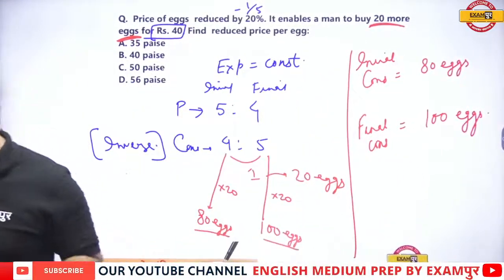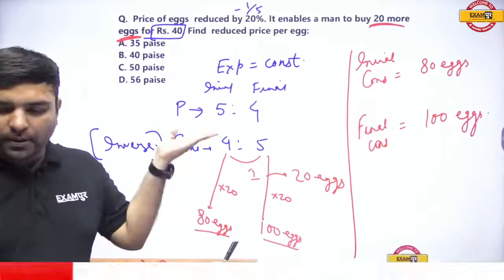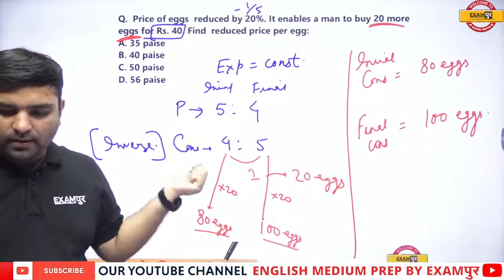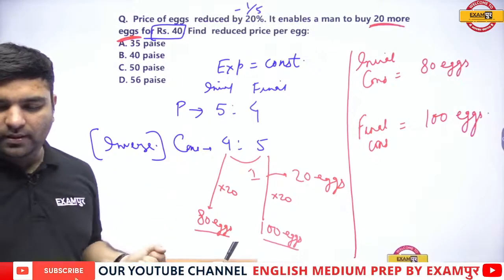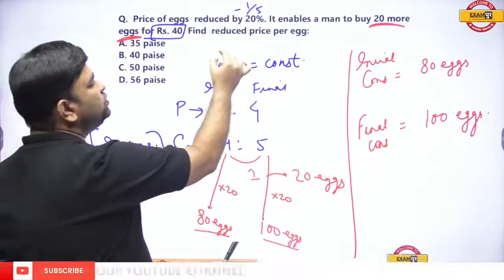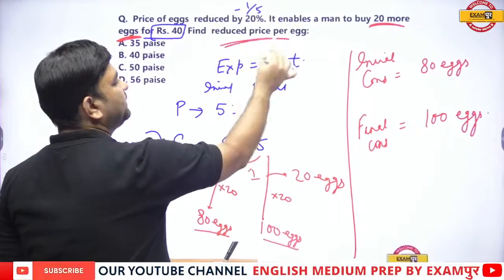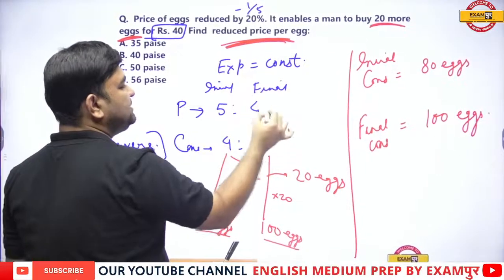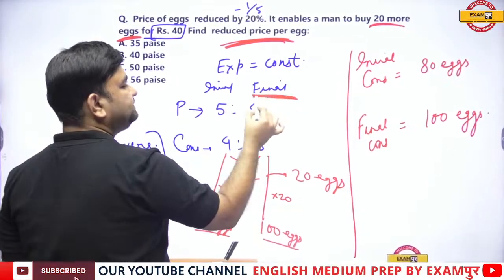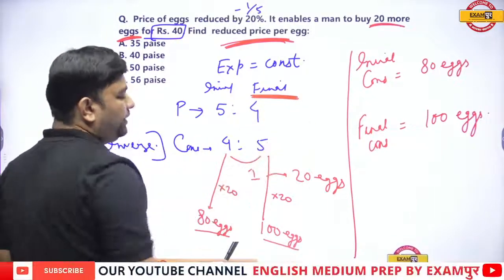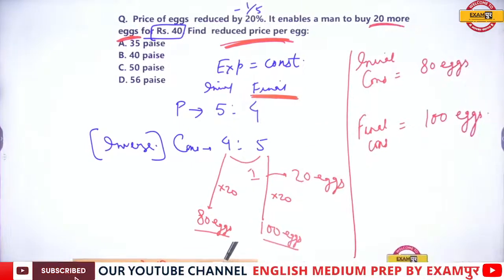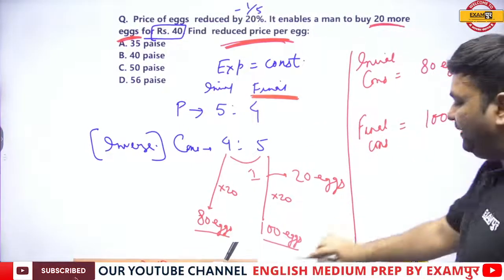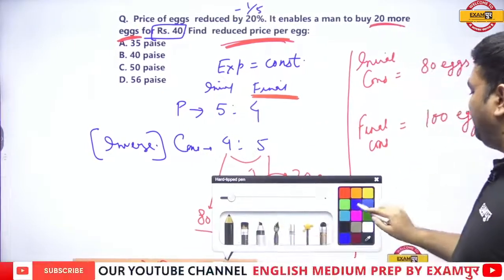However, the question which is being asked is one level above. They are asking the reduced price. Reduced price means final price. Final price can be found out by final consumption.